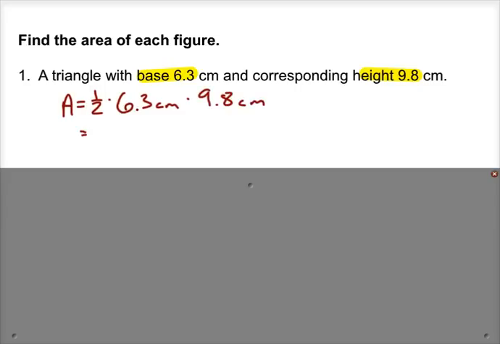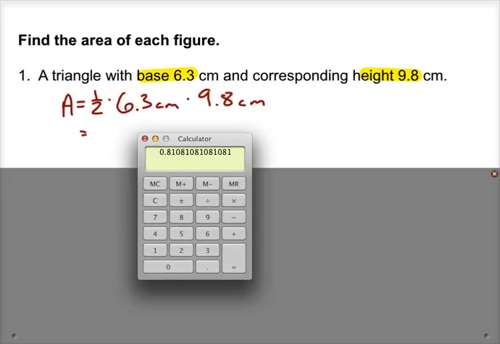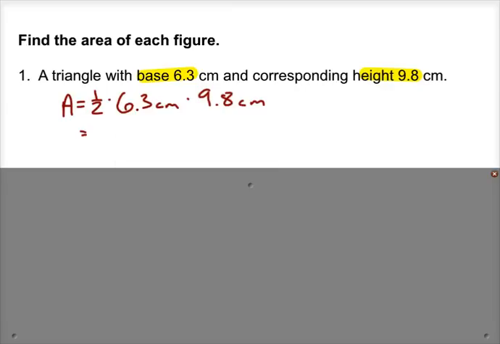And now I just have to multiply this stuff together. So grabbing a calculator, since I have the decimals, 1/2 I know is 0.5 times 6.3 times 9.8, and I get 30.87. And the unit, centimeter times centimeter, would be centimeters squared.